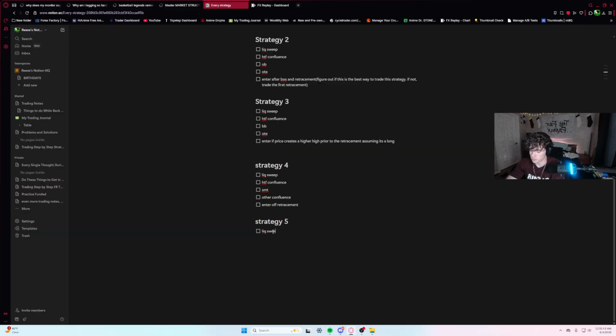Liquidity sweep. High time frame confluence. Now the high time frame confluence is honestly editable. Whatever. I'm a day trader, not an English major. Let's see. Fair value gap, OTE, and enter off retracement.